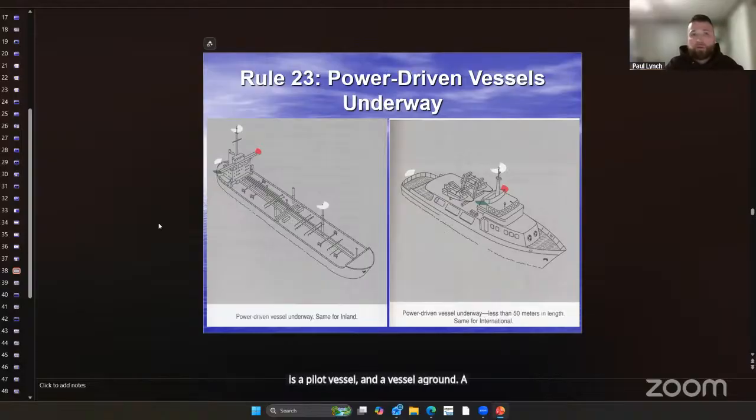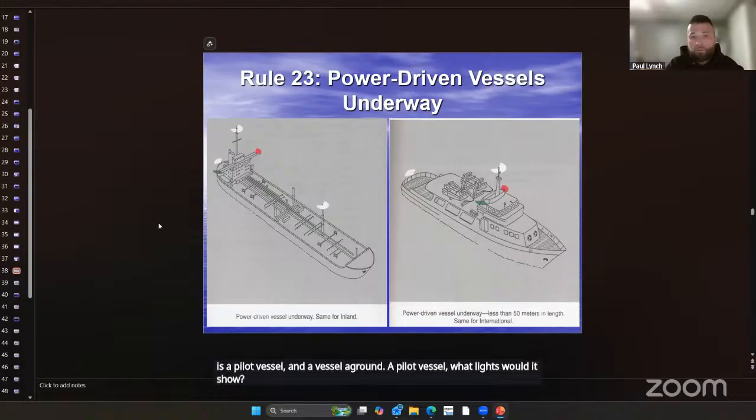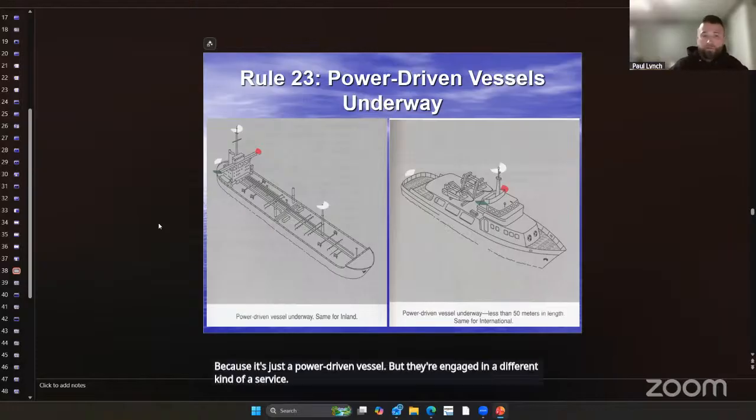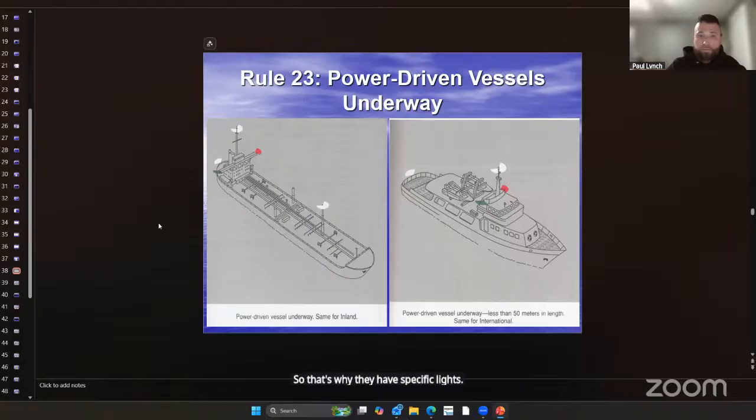A pilot vessel, what lights would it show? There's two lights, and it's white over red, pilot ahead. It's a power-driven vessel, but they're just engaged in a different kind of service. So that's why they don't have a specific day shape, because it's just a power-driven vessel. That's why they have specific lights: white over red, pilot ahead.